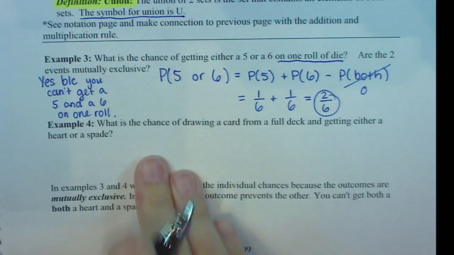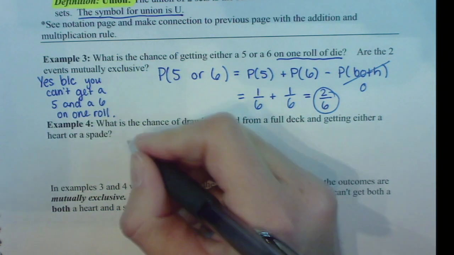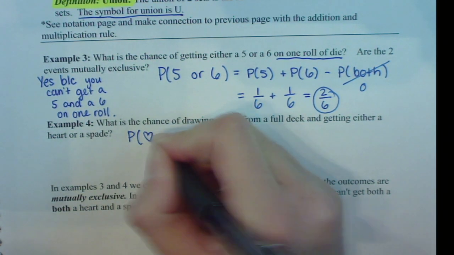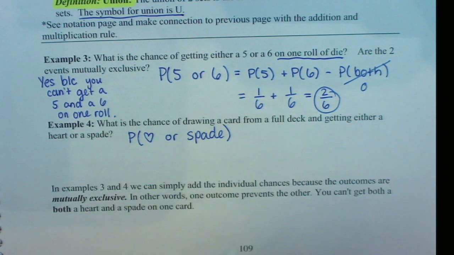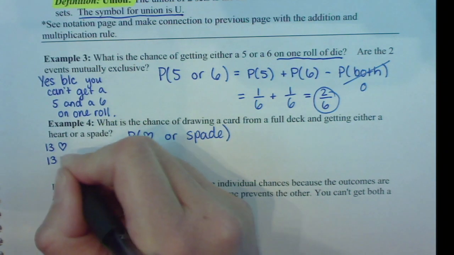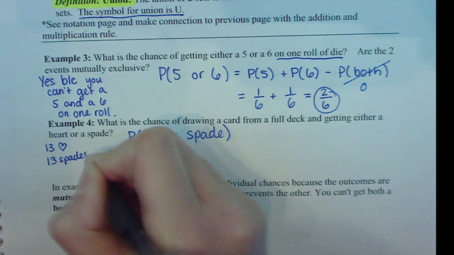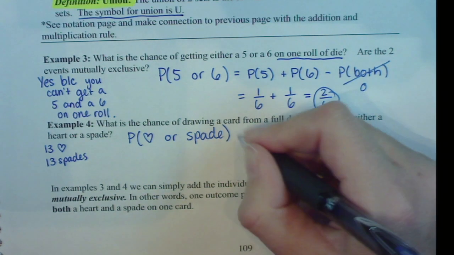Okay. Another example of mutually exclusive events, this one says, what's the chance of drawing a card and getting either a heart or a spade? So getting a heart or a spade on one draw. And there's 13 hearts and there's 13 spades. So we'd ask ourselves, are these mutually exclusive? Can you get a heart and a spade on one draw? And there's not, right? No spade, heart thing in the deck.